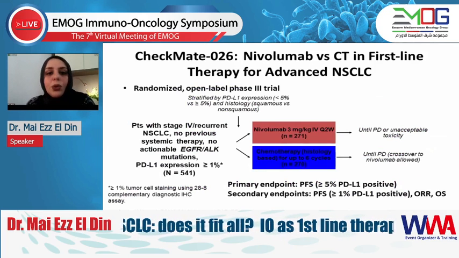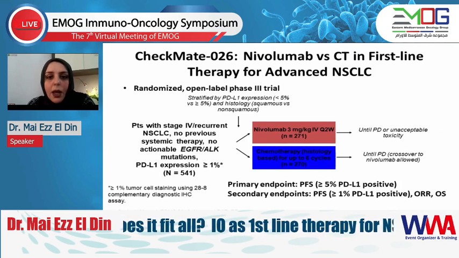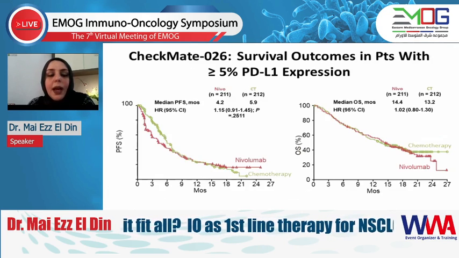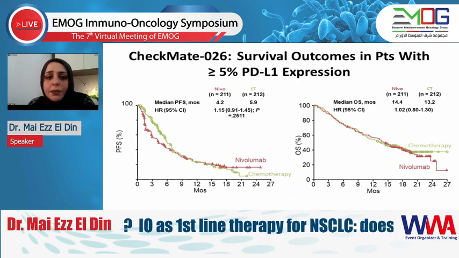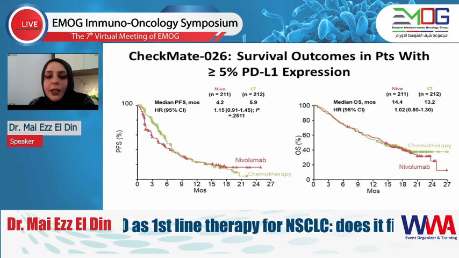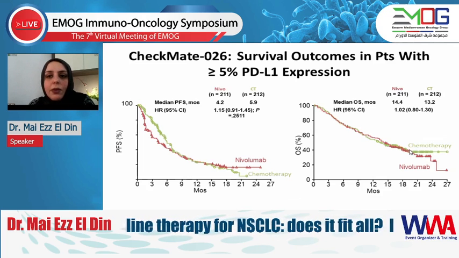Now for Checkmate 026, nivolumab versus chemotherapy. And here, in patients having more than 5%, unfortunately, it did not show any benefit in overall survival, as you can see by the overlapping of the curves.